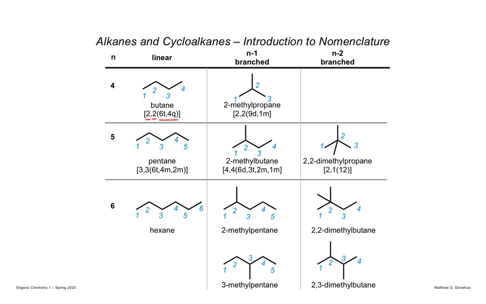So let me just highlight something here real quick. I'll draw these in red. If we're talking about classifications, that would be a primary carbon. That would be primary. Those would be secondary. For the 2-methylpropane, we have primary, and primary, and then carbon 2 is tertiary.